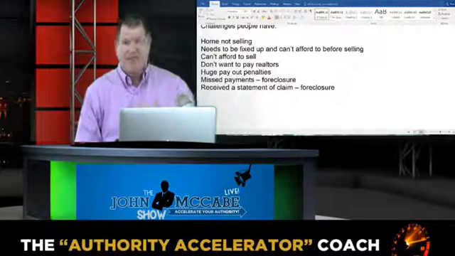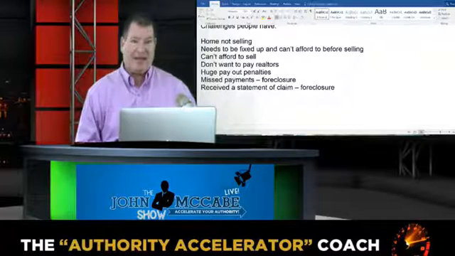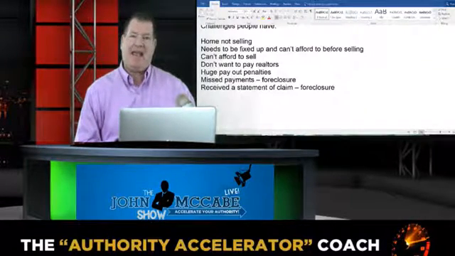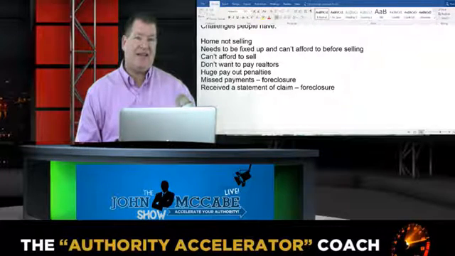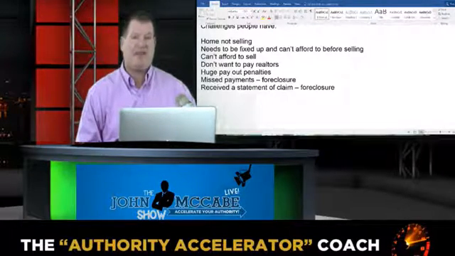Now, another challenge people may have is they either want to sell their home or they have their home on the market right now. And one of the reasons it's not selling is it needs to be fixed up. Or if they don't have it for sale, it's because they want to sell it, but they can't afford to fix it up before they put it up for listing.